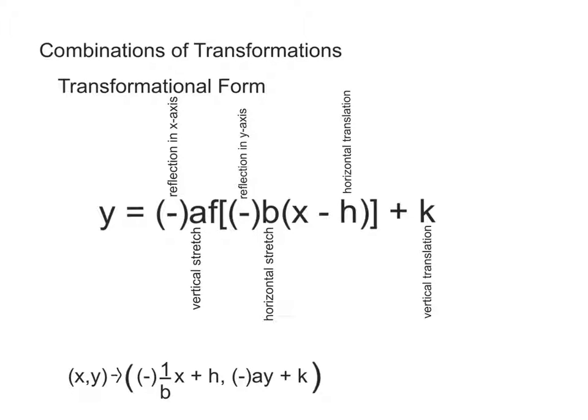At the bottom here, I have a mapping rule for the function, which we're going to use as well. If you have a function in transformational form like this, x, y maps to, you might have a negative 1 over b. It has to go in the mapping rule as the reciprocal. x plus h, and then negative ay plus k. We're going to use that when we look at the next one as well. I'm going to just write it on the board so we can refer back to that if we need to.